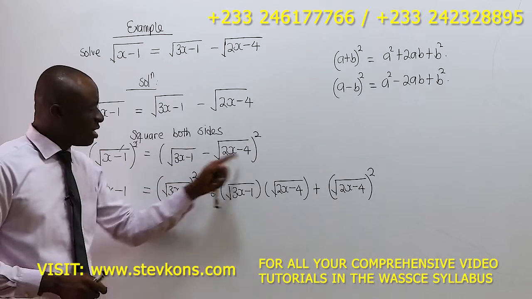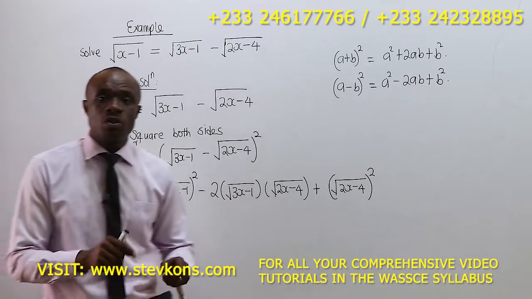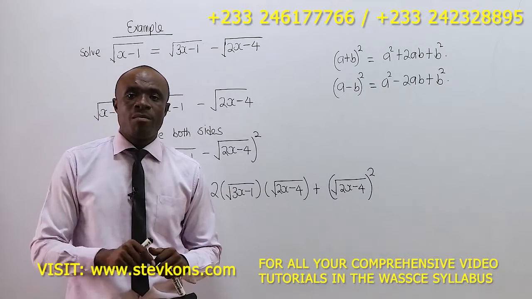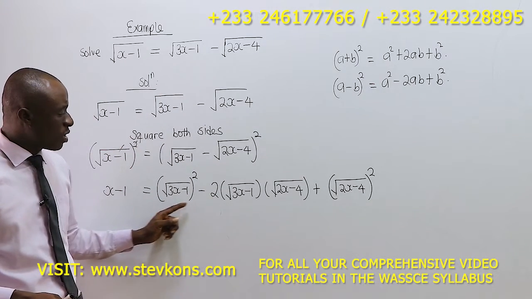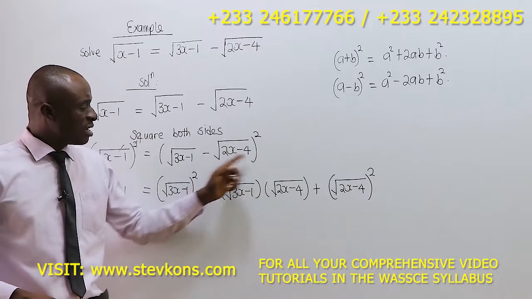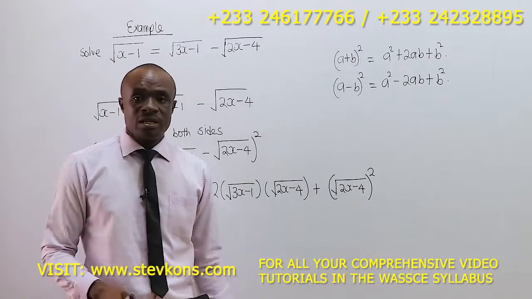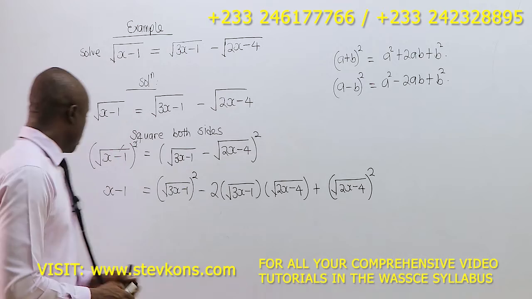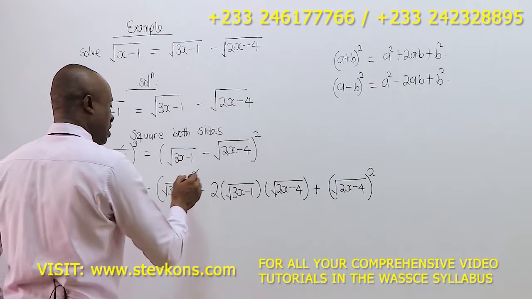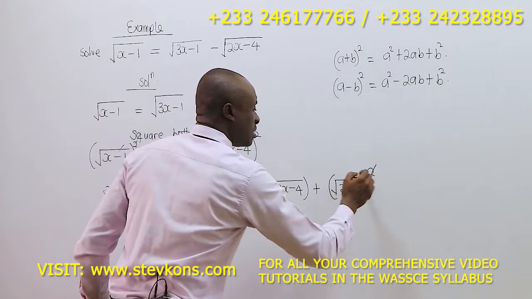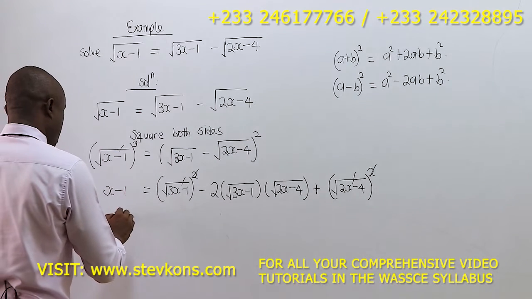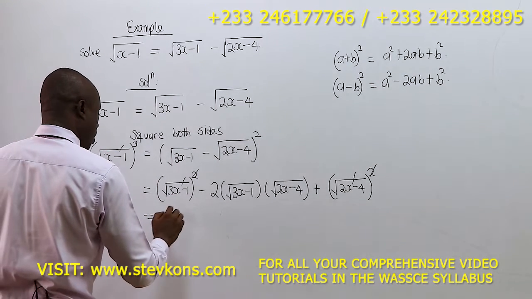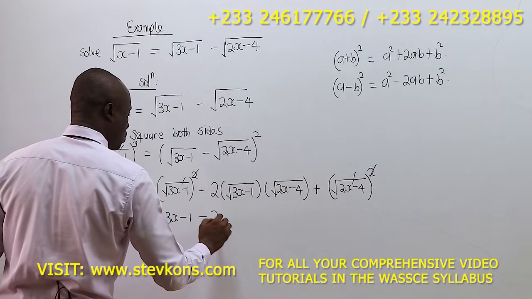But this is of the form a minus b all square, and a minus b all square is a square minus 2ab plus b square. So a is the first one, so the first one square, minus 2 times the first and the second, plus the second square. Now from here, what can we see? This is cancelling that. This is also cancelling that. So we have x minus 1 equal to 3x minus 1 minus 2.